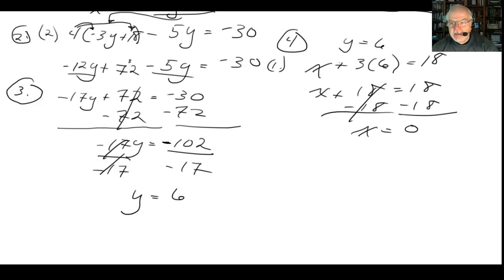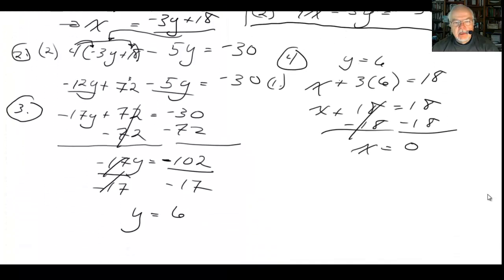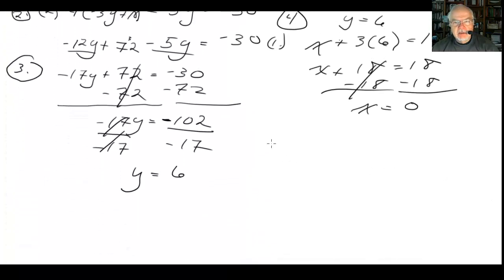Am I done? No. I finished step 4. Now I've got to do step 5. Check the values in each of the original equations and write the solution as an ordered pair. Okay, so I have to check. This is step number 5. Check.